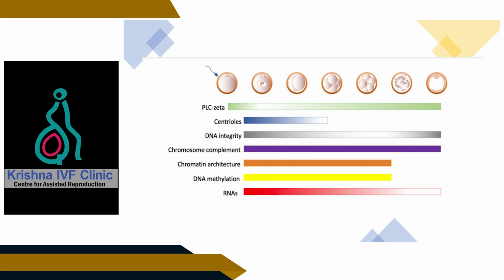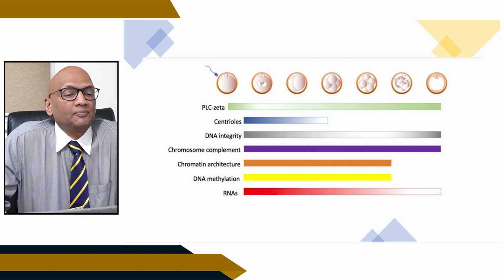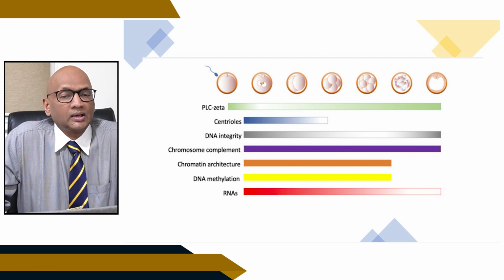Sperm chromosome abnormalities affect 4 to 5% of all pregnancies, and sperm chromatin affects embryo quality at the cleavage stage. Dysregulation of sperm methylation is associated with reduced embryo quality. Sperm-derived mRNAs are present in fertilized oocytes and their presence decreases over time during development, but their protein products are present at the blastocyst stage. And these are the 7 factors that affect the embryo: PLC zeta, the centriole, the DNA integrity, the chromosome complement, the chromatin architecture, DNA methylation, and the RNA.